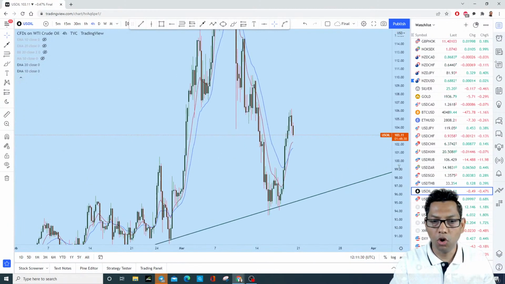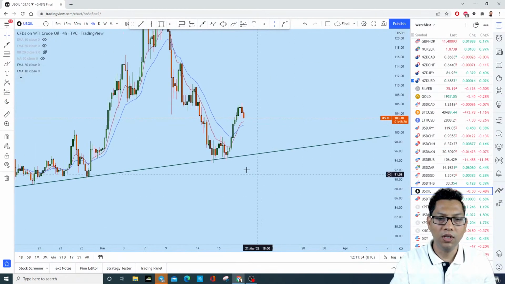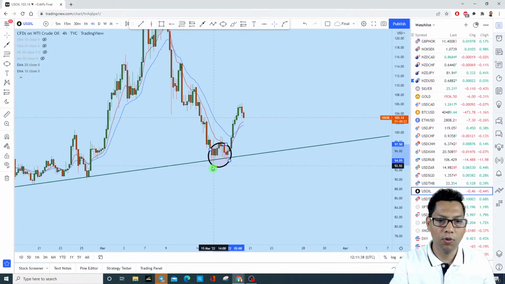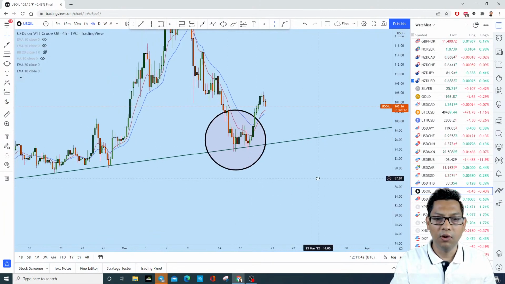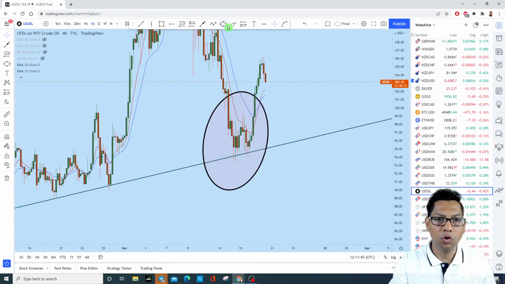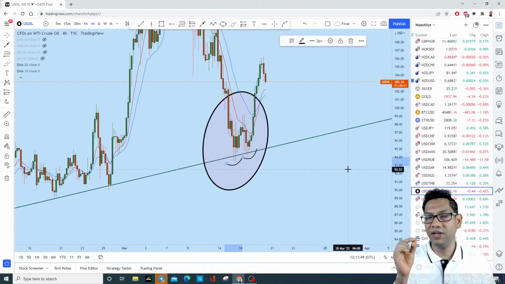So on US oil, I have drawn a trend line on the 4 hour, and what you saw is that the price has created a double bottom on this level of resistance on this trend line. Now in this double bottom, there is an important clue. You see it has created a higher low. This is a very, very subtle thing.